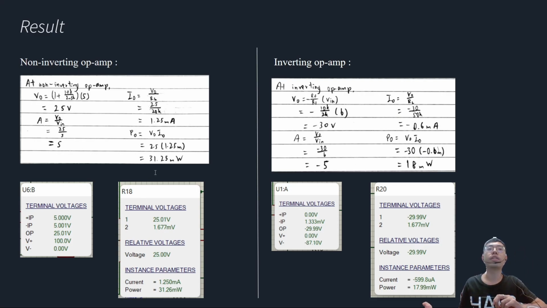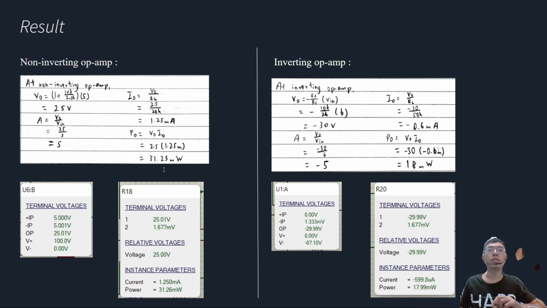Then for the inverting op-amp, it is combined with a 10 kilo ohm resistor and a 2 kilo ohm resistor with an input of 6 volt DC. It produced a gain of -5, providing an output voltage of around -30 volt with -0.6 milliampere output current and an output power of 18 milliwatt.